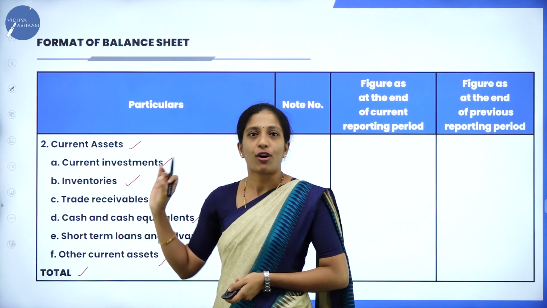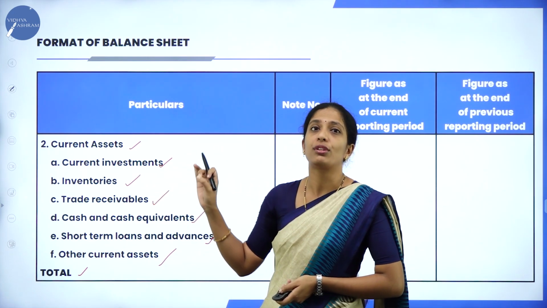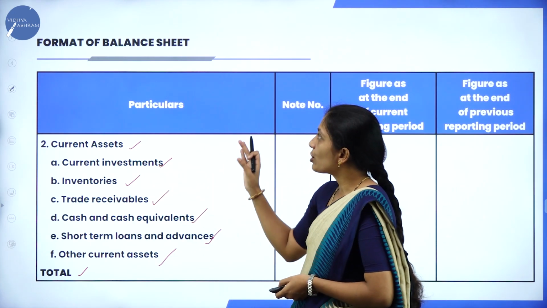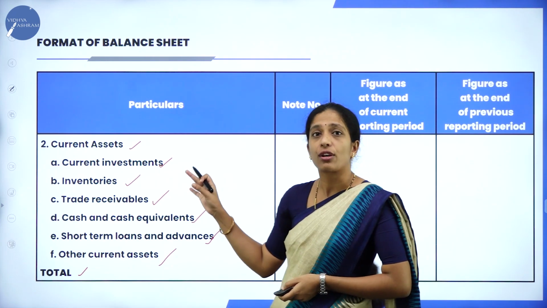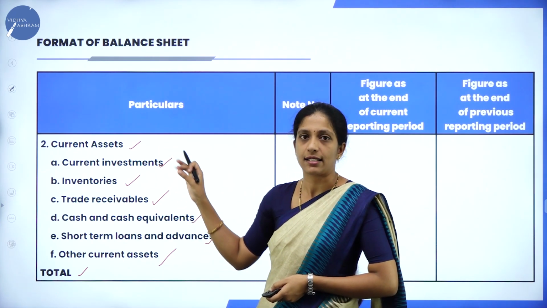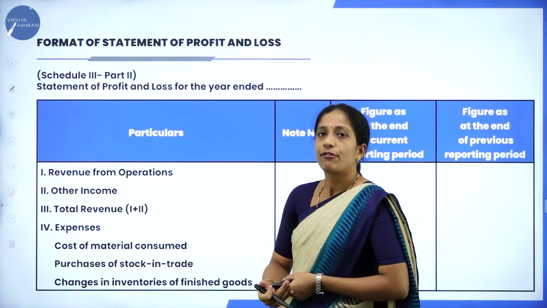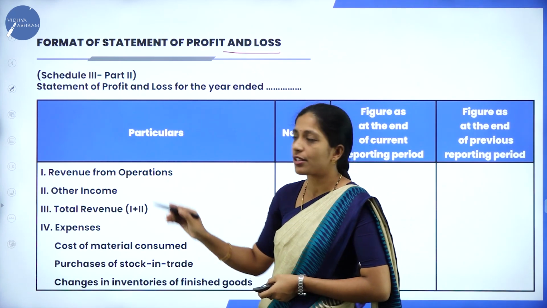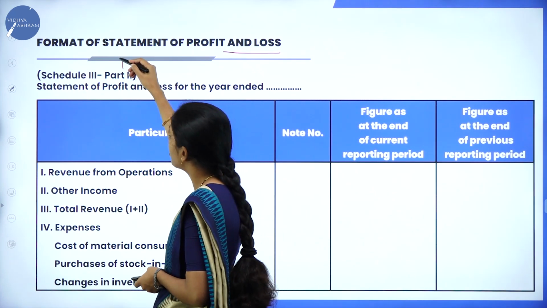So this will be the format of balance sheet as per Schedule 3 Part 1. So hope you are clear about the format. When you are going to solve the problem, you can clearly understand. Next is the format of statement of profit and loss. So this is as per Schedule 3 Part 2.